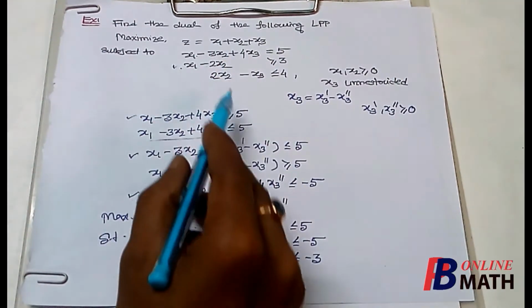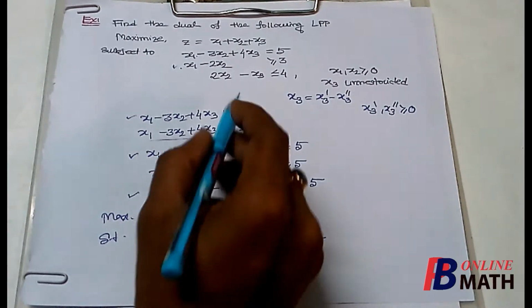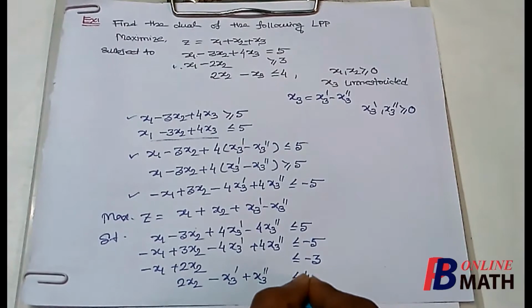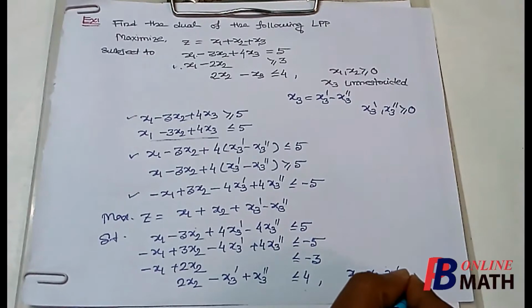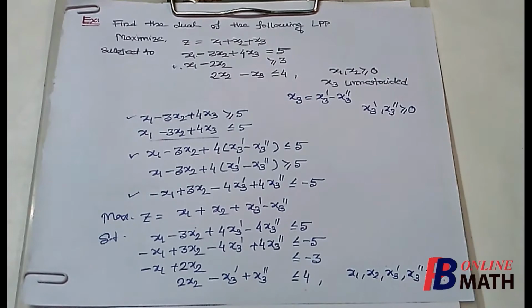And finally this constraint, 2x2 minus xc, can be written as xc' minus xc'', it is less than or equal to 4, where x1, x2, xc' and xc'' all are greater than or equal to 0. Now this primal problem is in standard form. So this is a maximization problem and all the constraints are less than or equal to type.